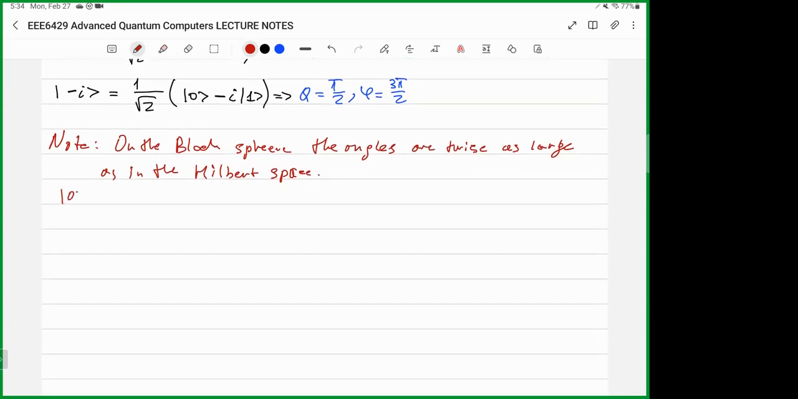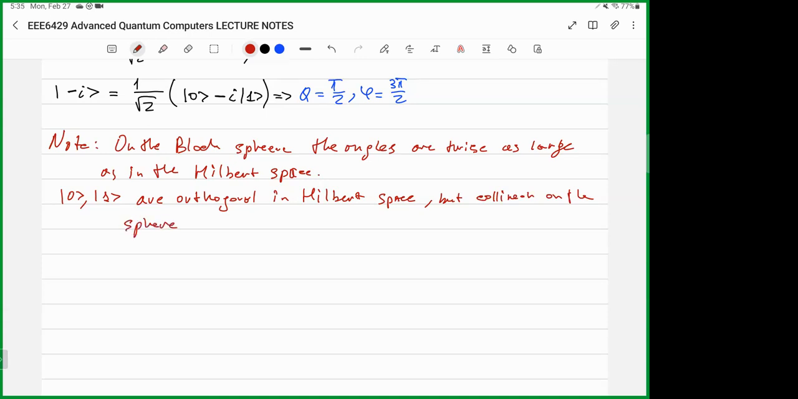For example, the 0 state and state 1 are orthogonal in Hilbert space, but collinear on the sphere.